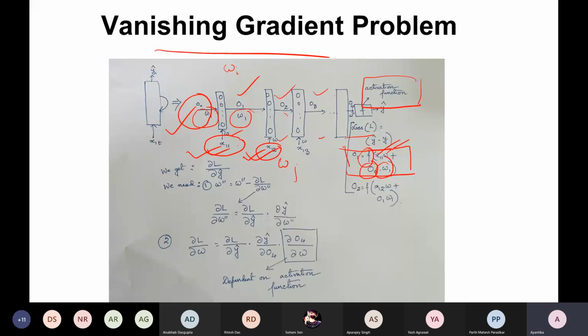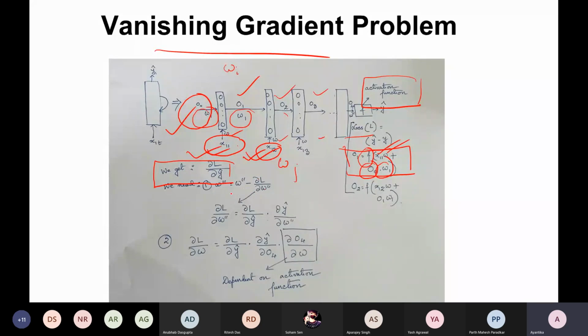So since this loss is dependent on this predicted output, we can directly get the derivative of loss with respect to our predicted output. But why are we doing so much calculation? We are interested in how we will update the weight. What will be the change in the weight?